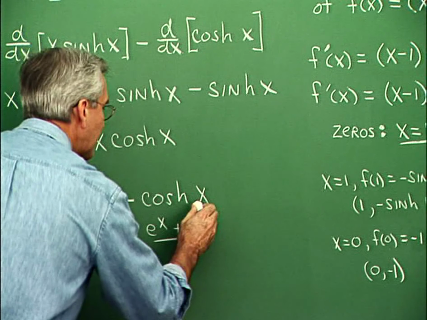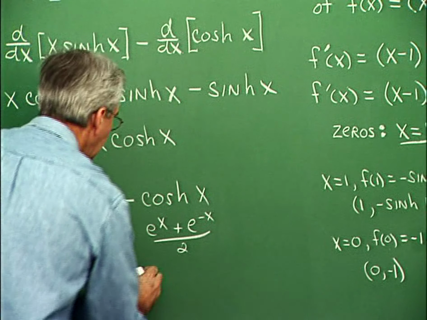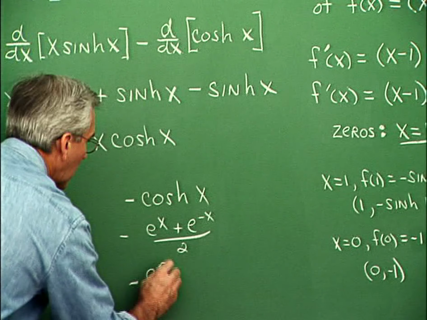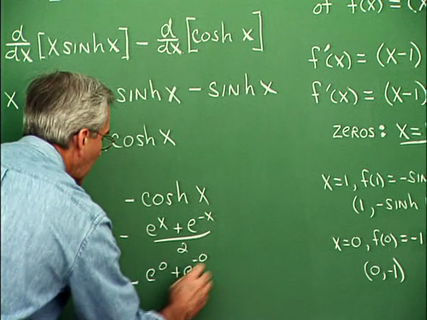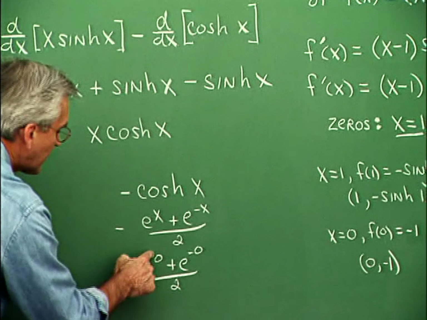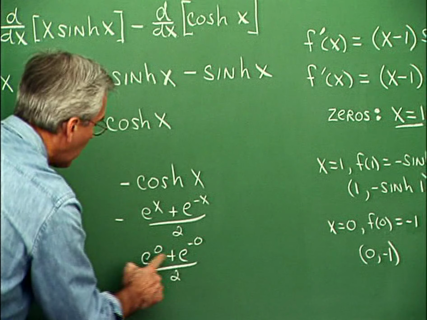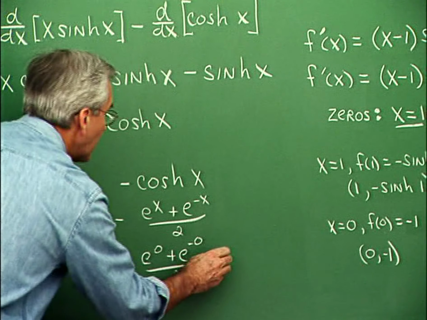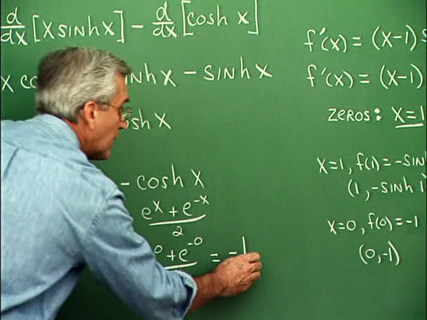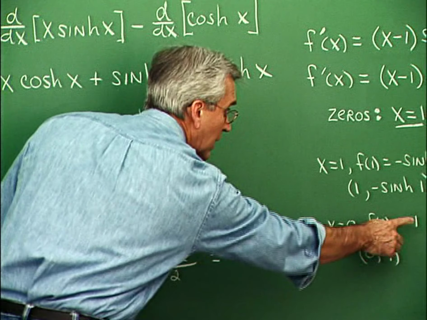And since we're talking about 0 here for x, it's negative e to the 0 plus e to the negative 0 over 2. But e to the 0 is 1, and e to the negative 0 is e to the 0. Well, that's also 1. 1 plus 1, that's 2. Oh, this becomes negative 1. You see, and that's why f of 0 is negative 1.